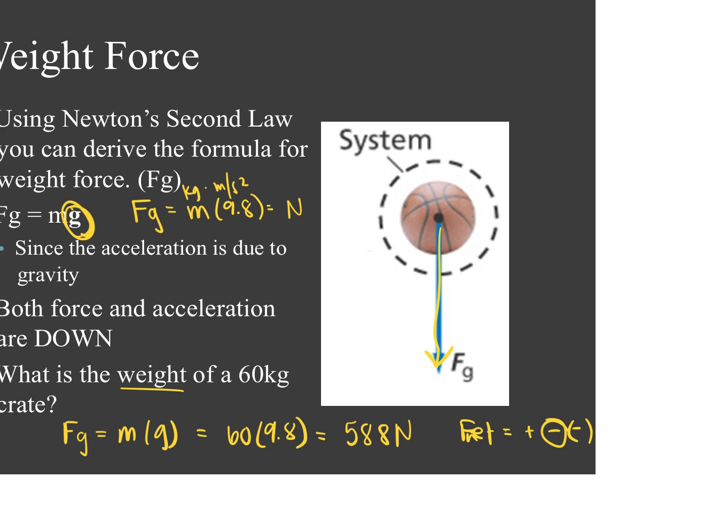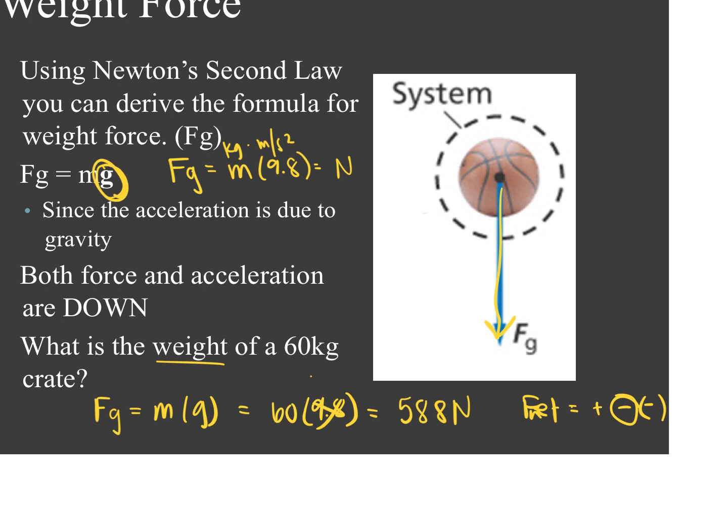And I will tell you that AP uses 10 as the acceleration due to gravity, and so that makes our math a lot easier, right? We would just call that 600 newton weight. So you'll be able to make that calculation a little bit quicker on the AP test, because they use 10 instead of 9.8.